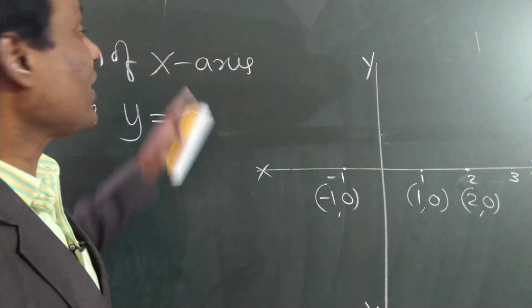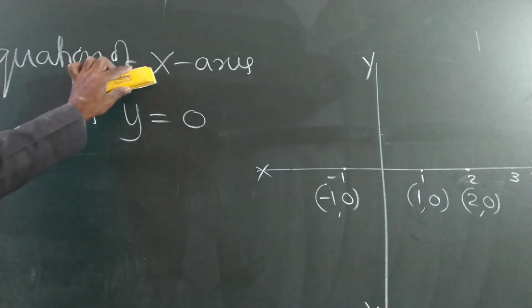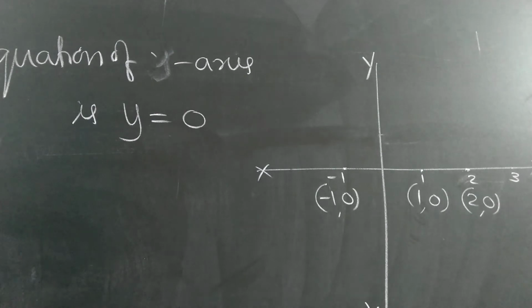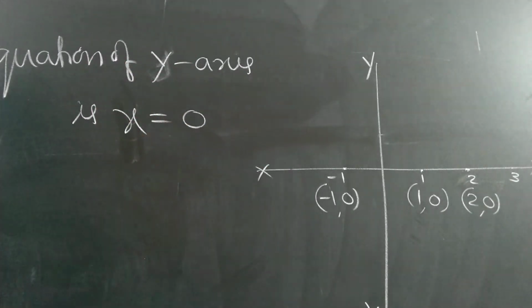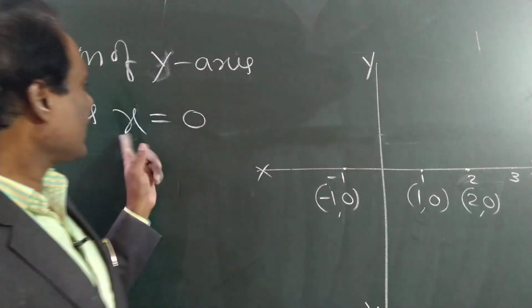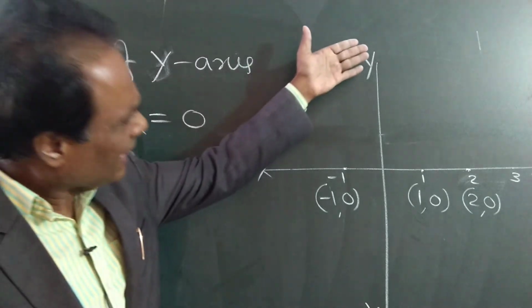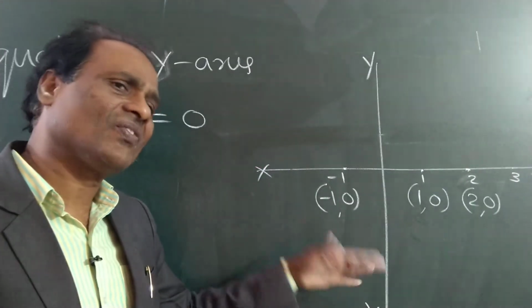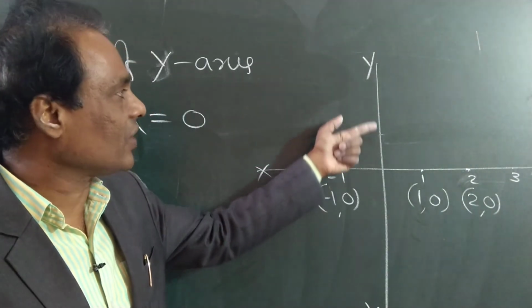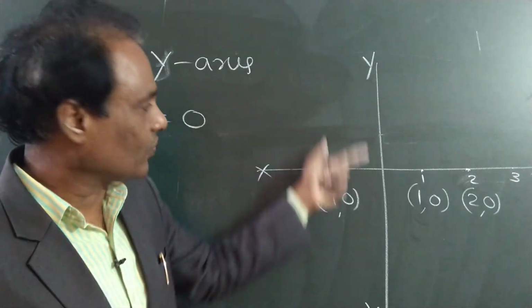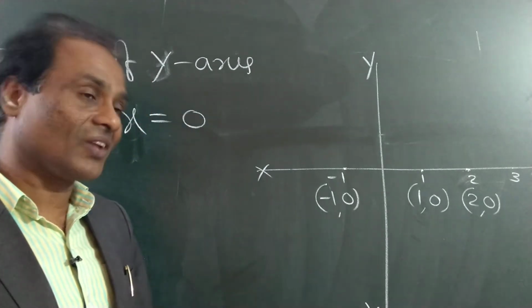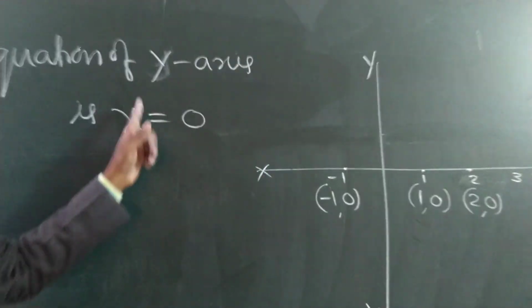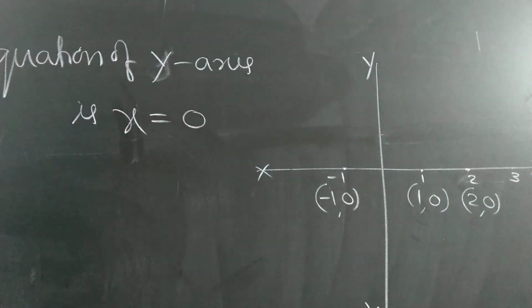Similarly, the equation of the y-axis. The equation of the y-axis is x is equal to 0. Remember this important bit. What is the equation of the y-axis? X is equal to 0. Why? Any point on the y-axis, the x value is 0 only. The y value will be 1, 2, 3, 4, minus 1, minus 2, minus 3. But x is 0. Right.